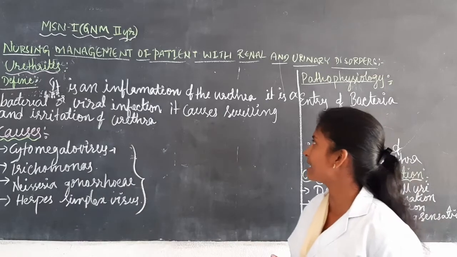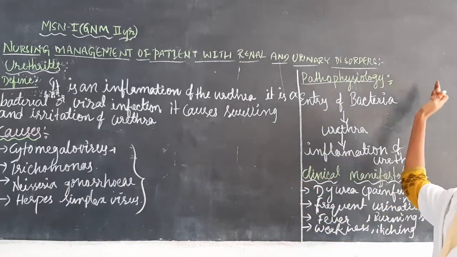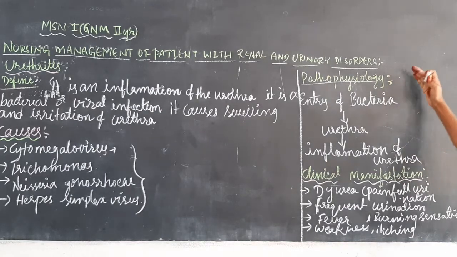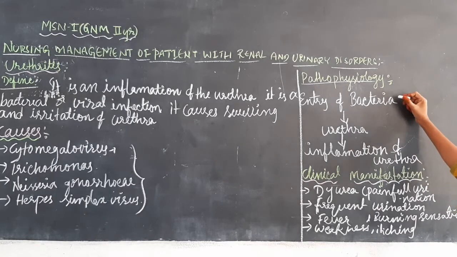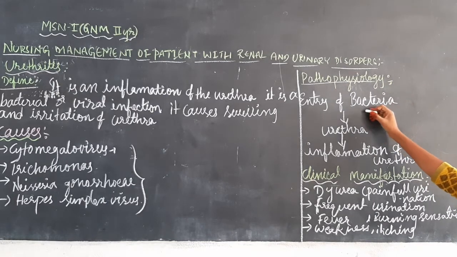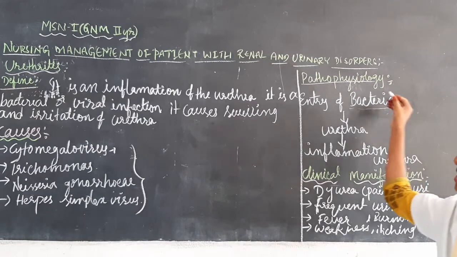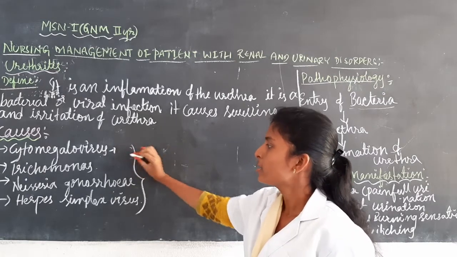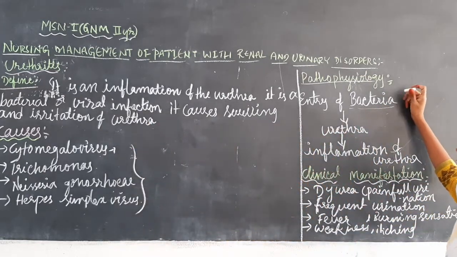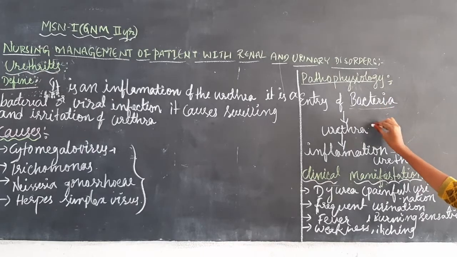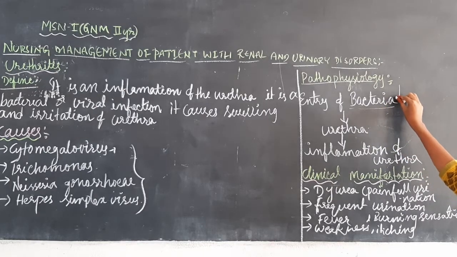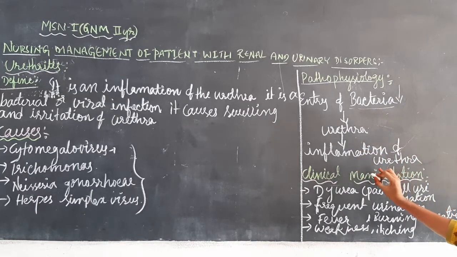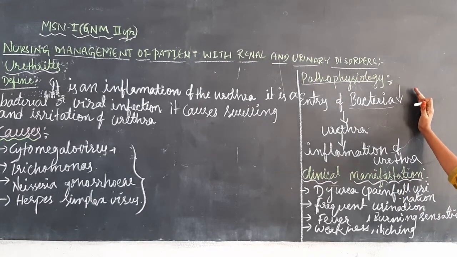Next we will see the clinical pathophysiology of urethritis. How is it caused? We will see the flowchart of the pathophysiology. First the bacteria enter the urethra. We have discussed what those organisms are in the causes, such as cytomegalovirus and trichomonas. So first the organisms enter the urethra and lead to inflammation of the urethra. So this is the pathophysiology of urethritis.